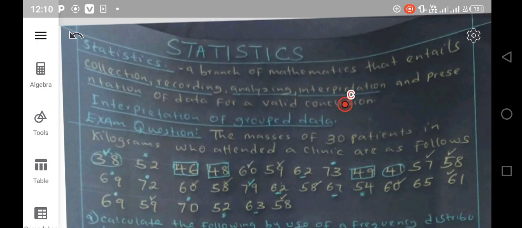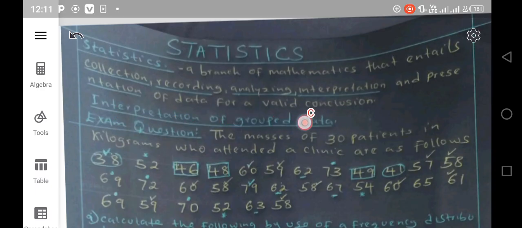Maybe for the valid conclusion that we need to have, the county government is the one that uses that particular data to suggest how they're going to deliver the medicines, the number of people, like how this is in that particular store, the medicines that they're going to deliver in those particular hospitals or sub-counties in that particular country. Now let's go to what we call interpretation of grouped data.